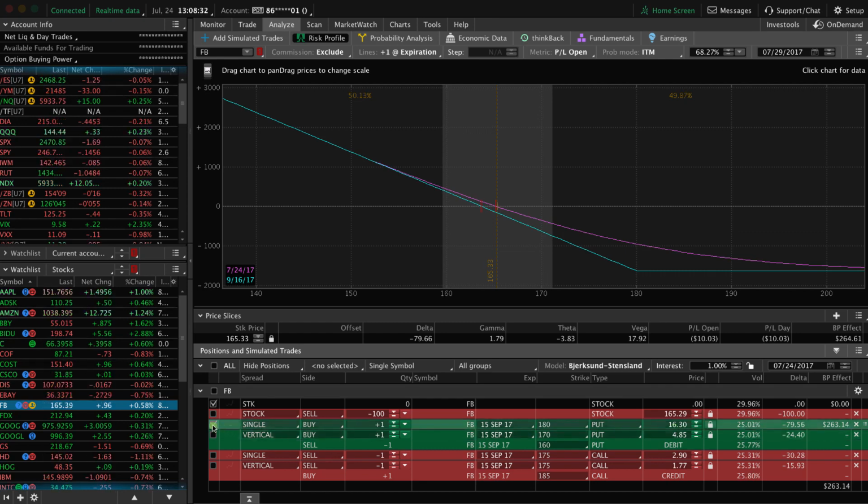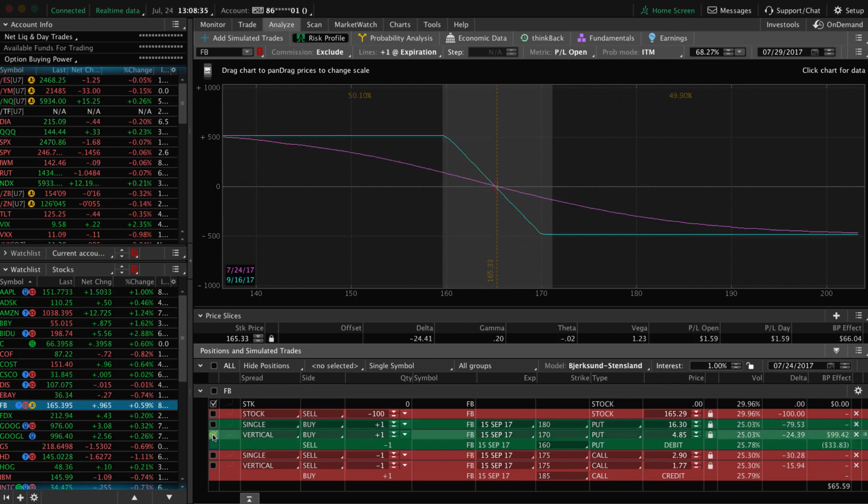The next strategy we looked at was buying a put vertical. I'm taking the strikes that are kind of straddling both sides of where the current price is. Current price is about $165, so I chose the 170 and the 160. And what this does for us, it's still about a 50-50 probability of success. However, we're capping our downside risk to $485 per contract, and the upside potential is $515.